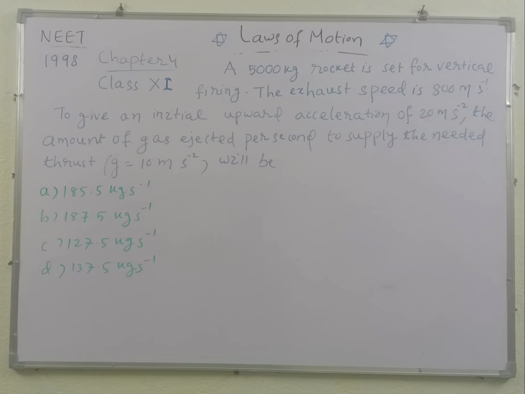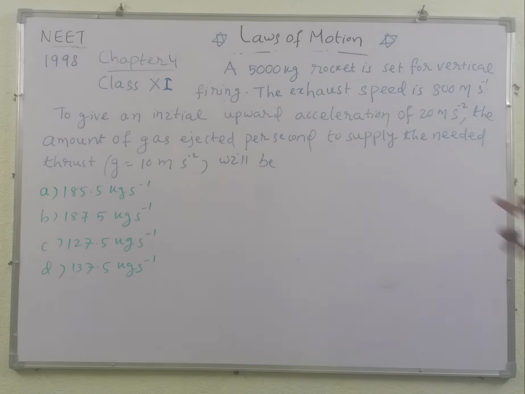Students, this question was asked in the year 1998 from chapter 4 of class 11, that is from the chapter Laws of Motion. A 5000 kg rocket is set for vertical firing. The exhaust speed is 800 meter per second. To give an initial upward acceleration of 20 meter per second square, the amount of gas ejected per second to supply the needed thrust will be how much, students, when g is given 10 meter per second square.